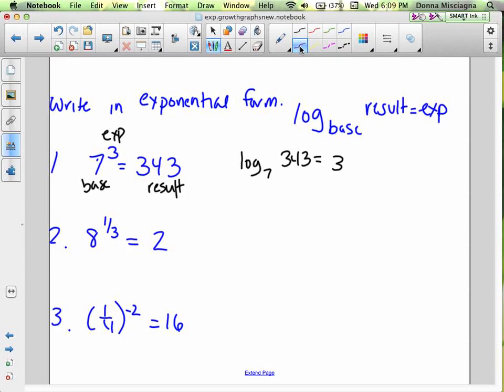Let's do the next one. What has the exponent on it is our base. Of course, that's an exponent. And when we raise 8 to the 1/3 power, we get a result. So 1/3 is an exponent, by the way. Just a little reminder there. That's just a cube root.